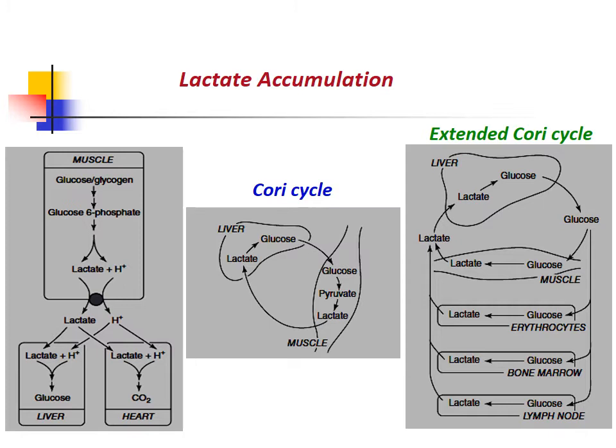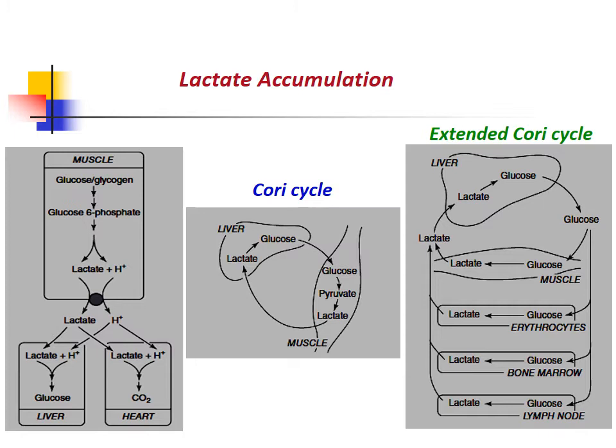Lactate accumulation. In the muscle, glucose or glycogen is converted to lactate via anaerobic glycolysis. This lactate is transported out from the muscle using a lactate-proton cotransporter. From the blood, the lactate is taken up by the liver. In the liver, lactate is reconverted to glucose via gluconeogenesis. When lactate reaches the heart, the heart oxidizes lactate aerobically to produce ATP and carbon dioxide.